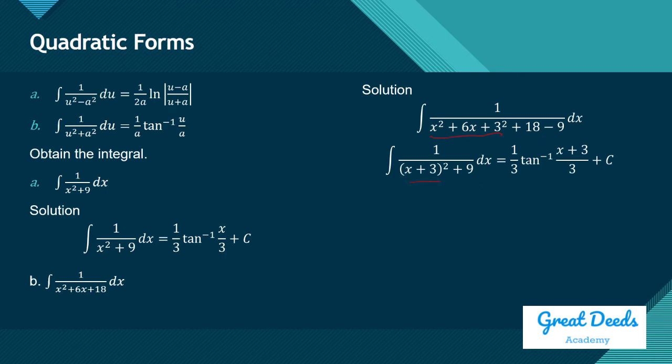So let us bring back our integration formula. This is equal to 1 over a, that's 1/3, times arctan of u over a. So u is x plus 3 and a is again 3. And then of course plus c.